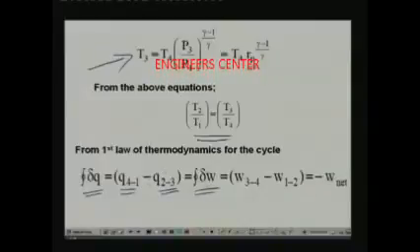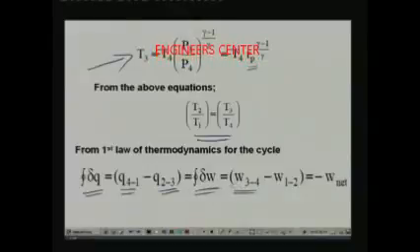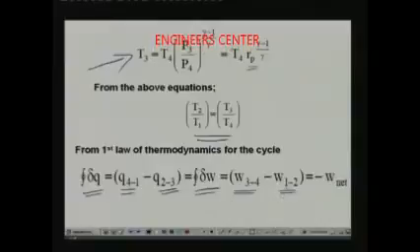And there are two work transfer processes. Process 3 to 4, the isentropic expansion in the turbine, is positive because the system is doing the work, and this is the work input to the compressor. It is negative because you are supplying the work to the system.